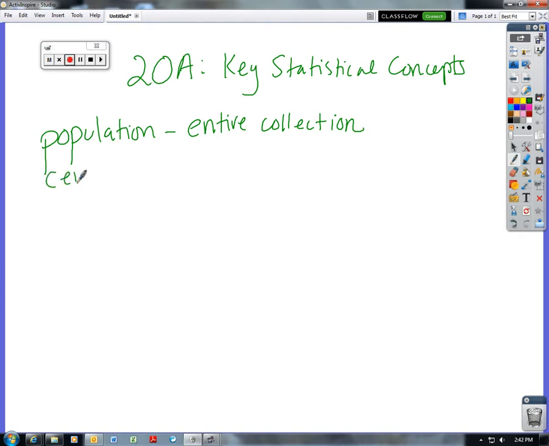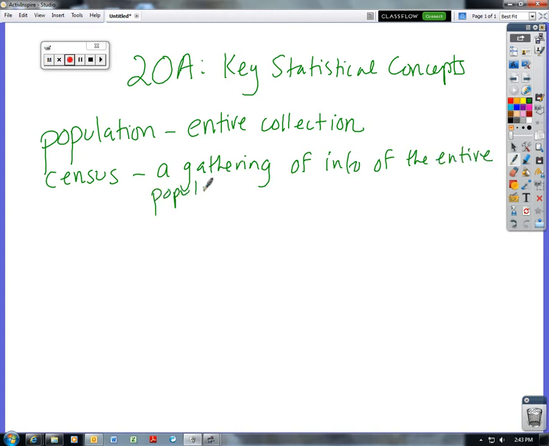And then a census is if you were to survey every single person in the population. So it's a gathering of info for the entire population. Because if you think about it, when our government takes a census, every single person has to fill out one of those forms, or at least every single person has to be accounted for on the form.